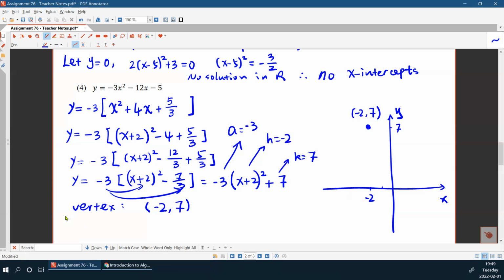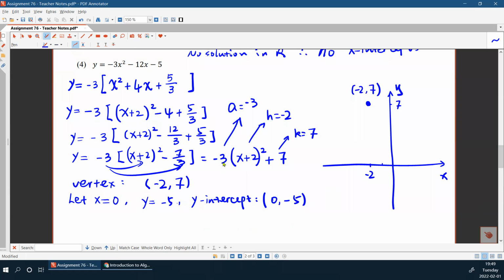Okay, next, let's try to find its y-intercept. So that means let x be 0. So if x is 0, let's put it back in the original expression. That means y equals negative 5. So that means the coordinates of the y-intercept is 0, negative 5, right? And next, let's find its x-intercepts. So that means we can let y be 0 and solve for x.